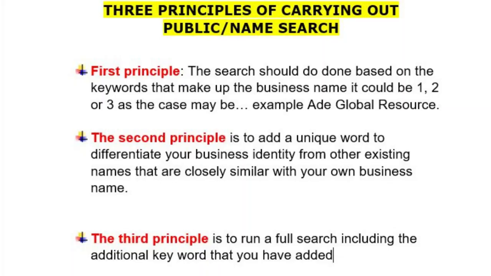Now, there are three principles of carrying out a public search. The first principle is the search should be done based on the keywords that make up the business name. It could be one keyword, two keywords, three keywords as the case may be. Example, let's say Ade Global Resource. So Ade, Global and Resource are three different keywords.